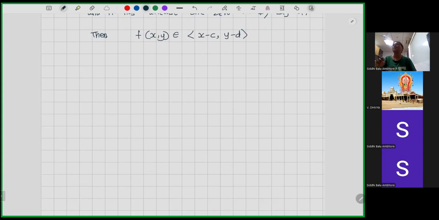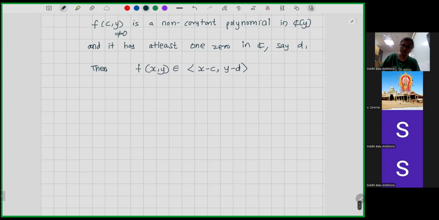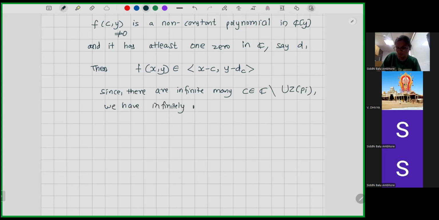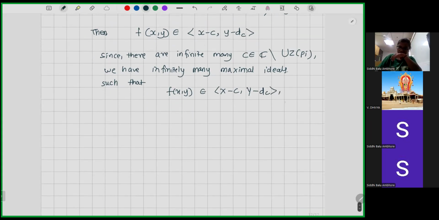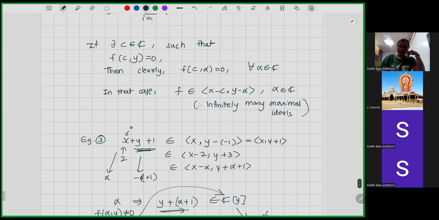And that will give me the maximal ideal, such that it will be inside my... So, I will write here d(c), such that for infinitely many c in C minus the union of ZPI, we have infinitely many maximal ideals such that f(x, y) belongs to (x minus c, y minus d(c)). Okay. So hence this statement is actually true.